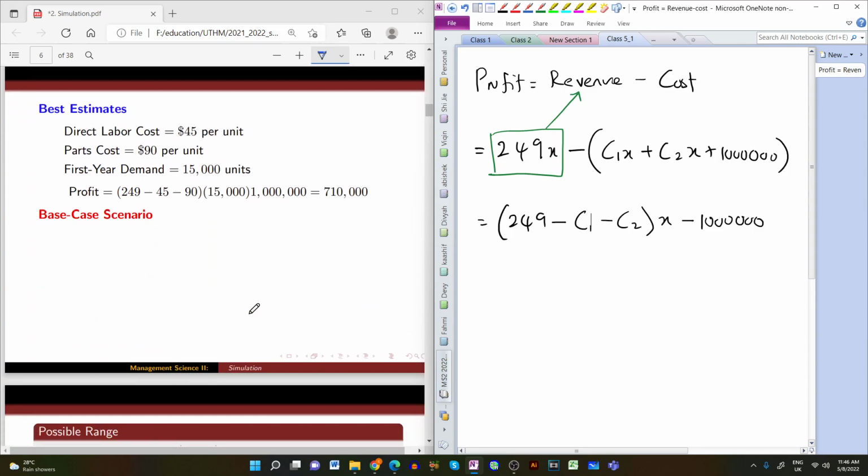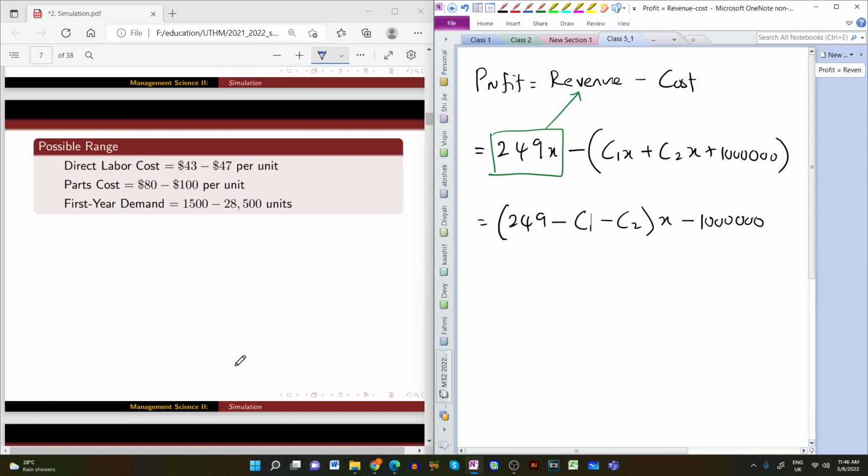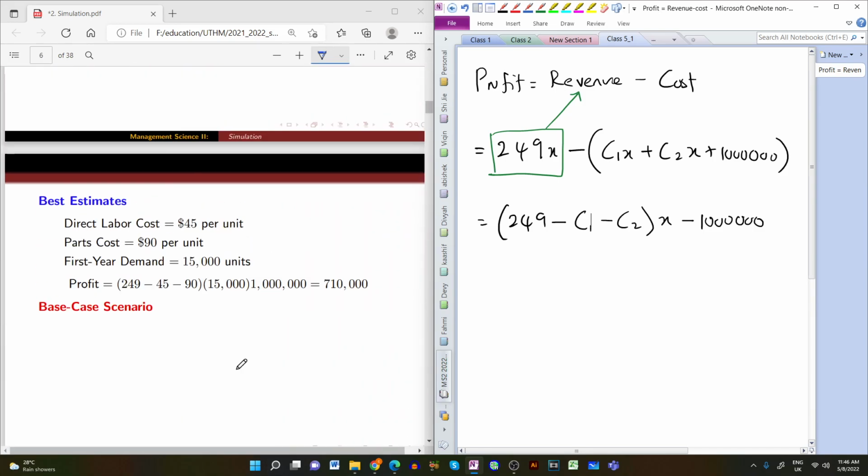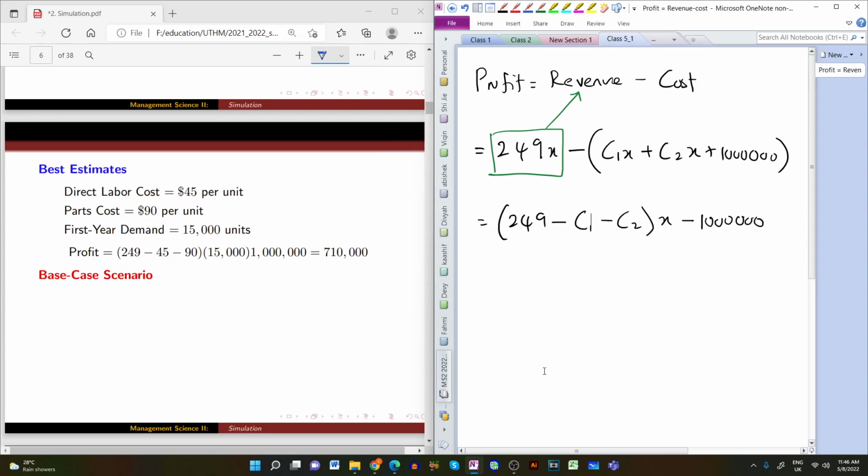Now we're going to compute the profit, as I told you, based on some scenario. Call it the best estimates. Let us estimate the profit now.